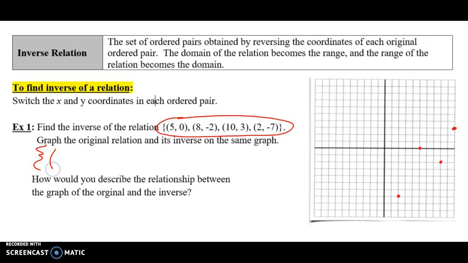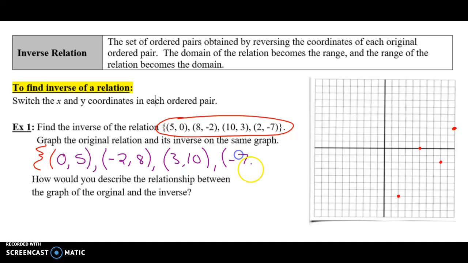We're literally going to take each point. I'm going to use a different color. Say 5, 0 backwards: 0, 5. We take the x value and the y value and switch them. Now switch the second point and we get -2, 8. The third point would be 3, 10. And the fourth point would be -7, 2. And then plot those 4 new points.